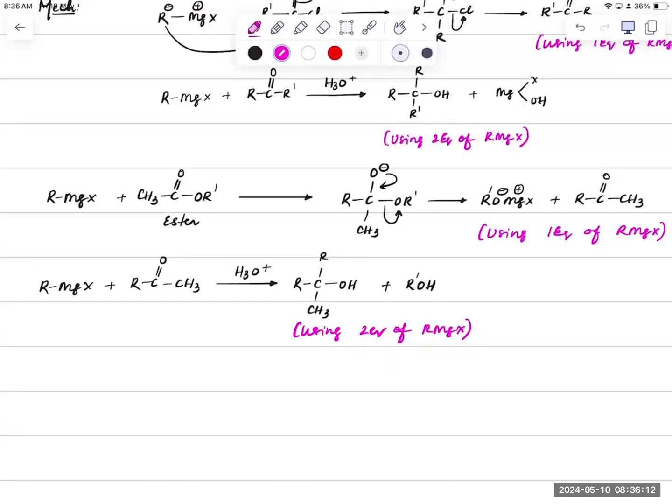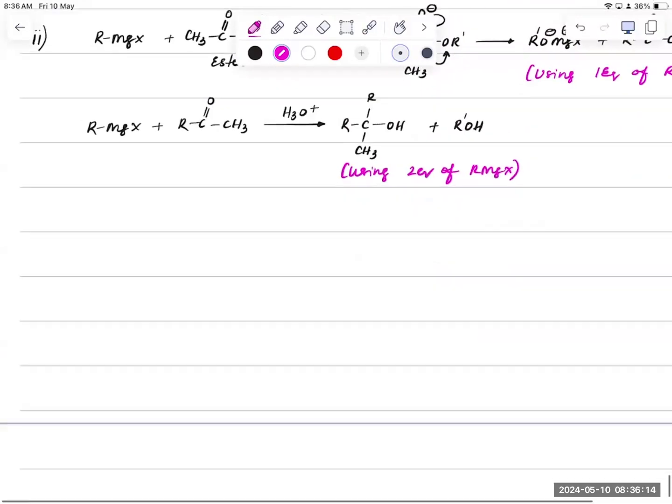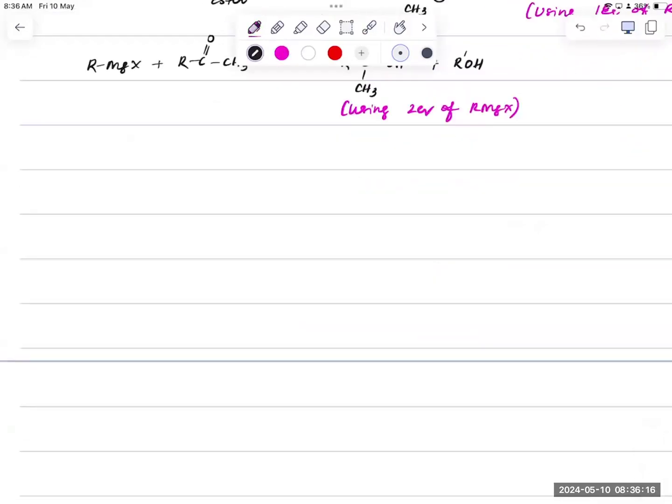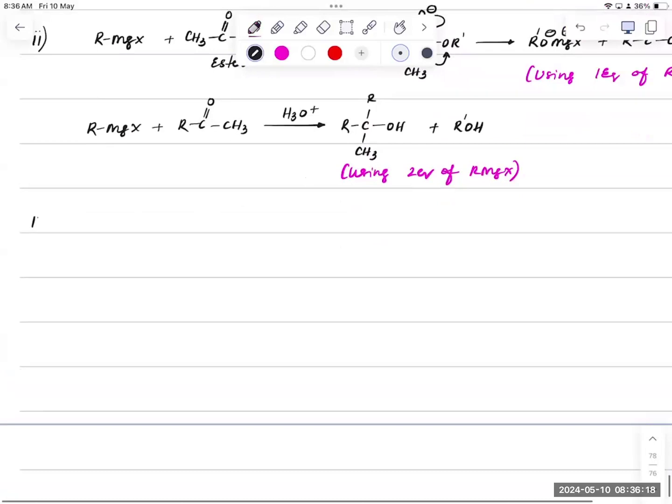I hope this point is clear, everybody. Let us see some questions on this basis. First, let me complete all the acid derivatives.